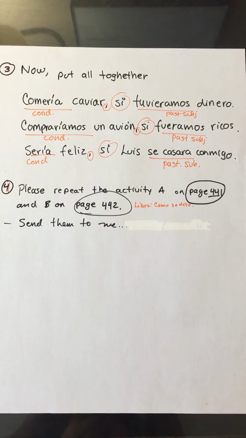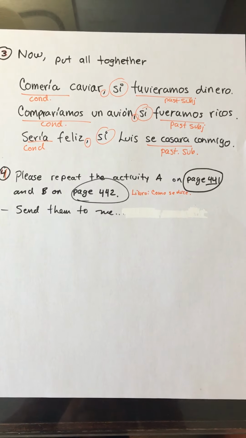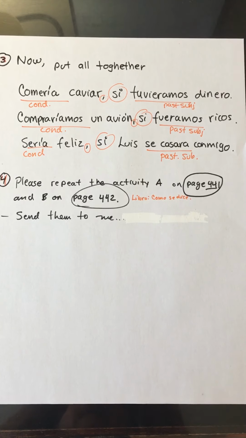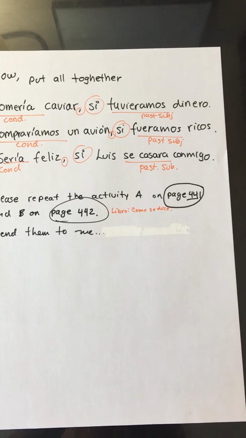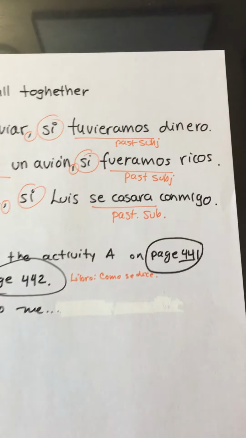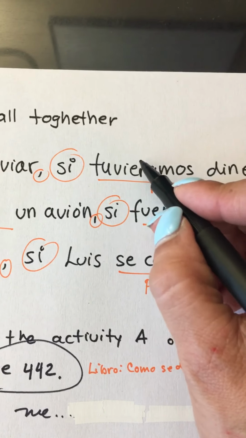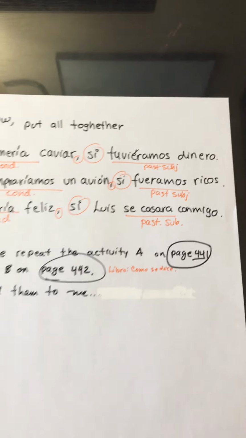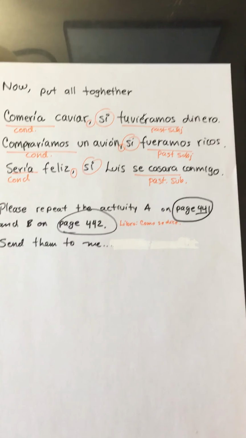Comería caviar. Caviar is the fish eggs that are very expensive and come from Russia. They're very expensive, some of them. You say, I would eat caviar, comería caviar, if I had the money. Si tuviéramos dinero. And remember the éramos, so nosotros. That vowel needs acento, ¿sí? Compraríamos un avión si fuéramos ricos.